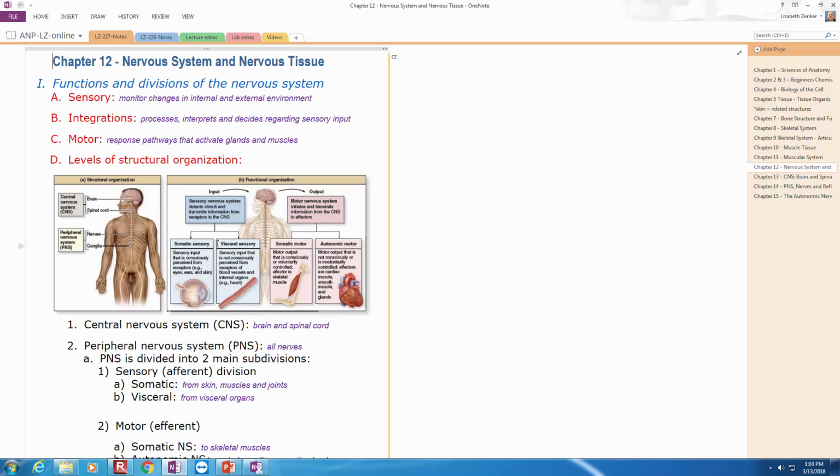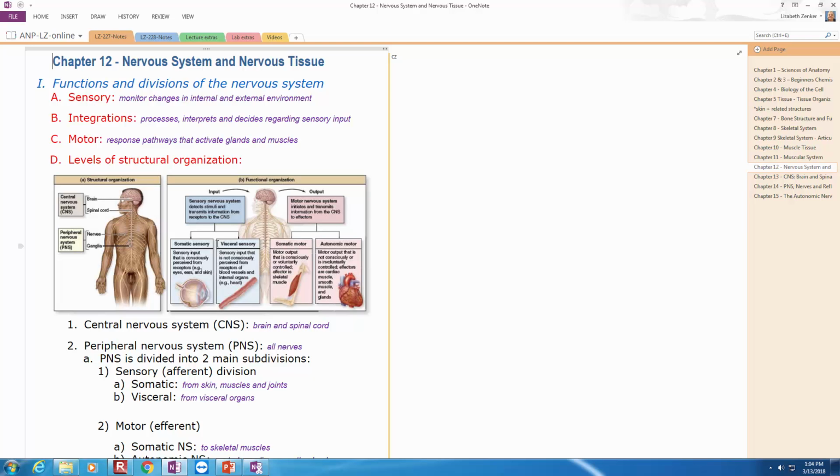So sensory, it says, is monitor changes in internal and external environment. So it's changing in response to, it's getting information. So do you guys think that that would be a receptor, a control center, or an effector? If it's sensory, sensory would be a receptor. So we have tons of receptors on our body. For example, like when you touch stuff and you get a sensation, something's cold, something's hot, something's hard, something's soft. You are just gathering information.